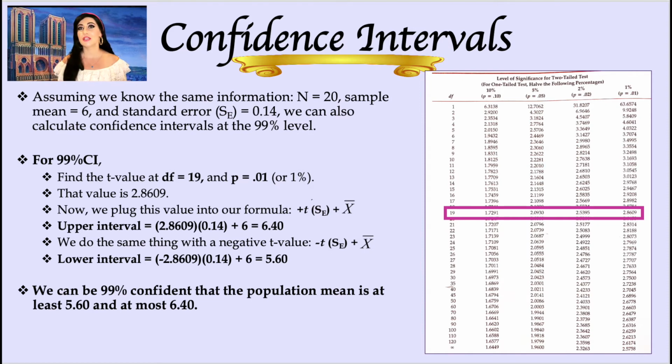Why 1%? Because 1% is the chance of error that corresponds with 99% confidence. So when we do that, we see that that value is 2.8609. So as the percentage of error decreases, the t-value increases. So let's plug in the new t-value for the 1% level into our formula.